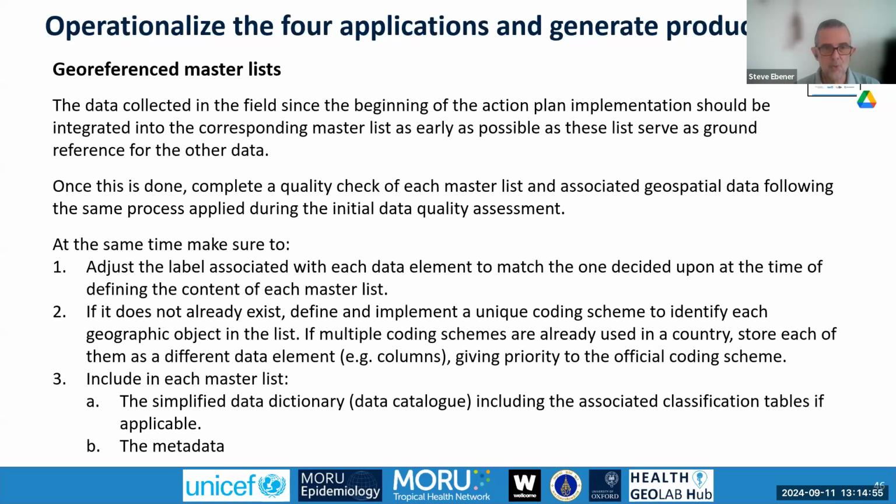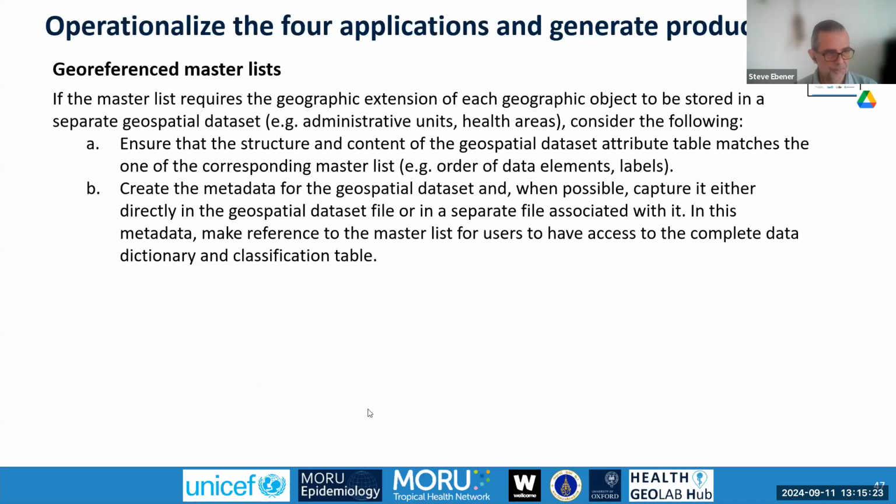And also make sure that the master list, as we talked about, I think in module 4 again, contains really this data catalog, this simplified data dictionary, as well as the metadata that will really allow the user to make full use of the content of the georeference master list. So if that has not been done before the implementation of the plan, the implementation is the right moment to take care of all of this.